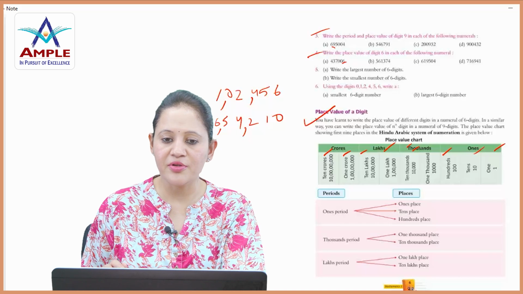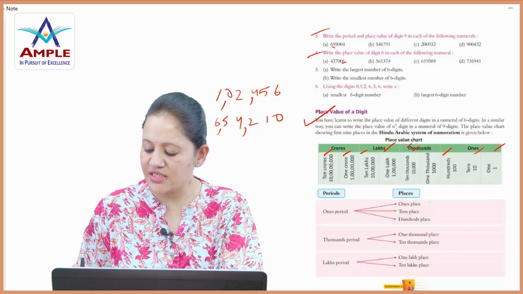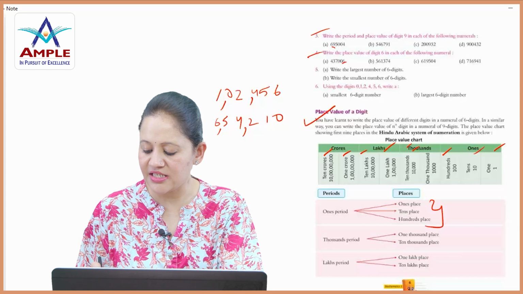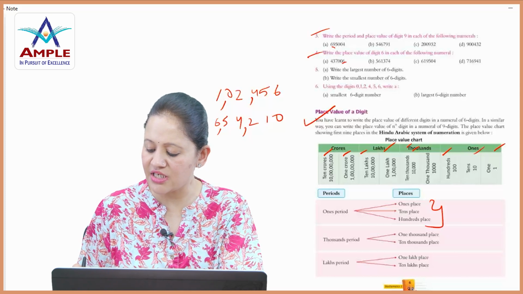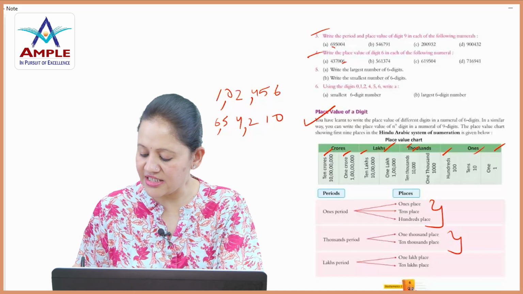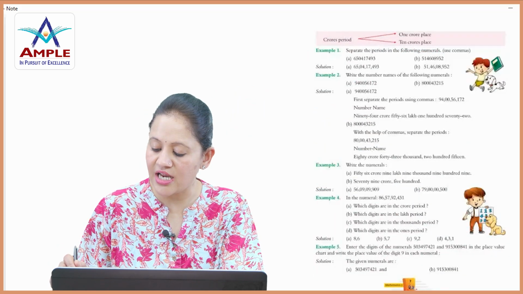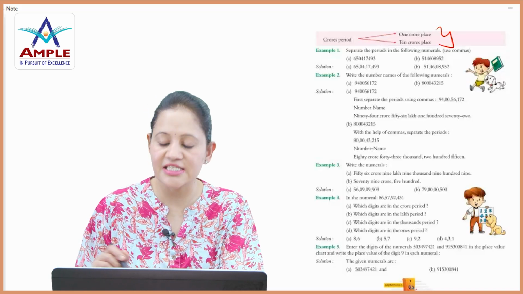If we talk about the periods and places, the ones period has ones, tens and hundreds places. The thousands period has thousands and ten thousands. Lakhs has 1 lakh and 10 lakh. And crores has 1 crore and 10 crore. Clear? Now we will take an example.